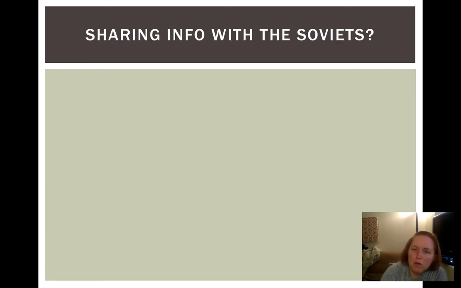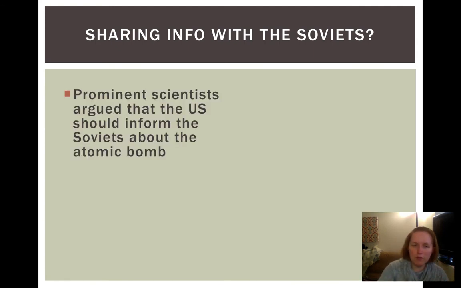So the next issue is, well, should we have shared this information on the atomic bomb with the Soviet Union? And that's an interesting question. A number of scientists argued that we should share this information with the Soviets, partly to prevent an arms race from developing. If all of this information was open and out there, then you wouldn't have this race to try to get more weapons than the other. And so there were a number of prominent scientists who argued that the U.S. should inform the Soviets about the atomic bomb.